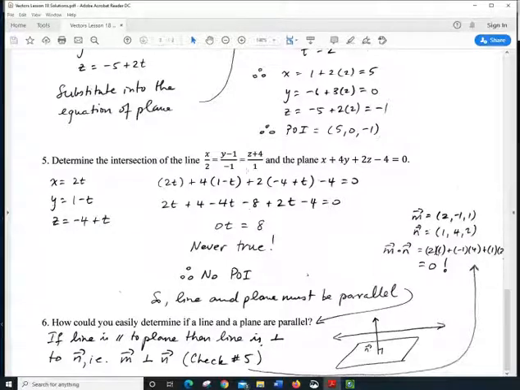So let's test it out here. Let's put x equals 0, so 0, plus 4 times 1 is 4, plus 2 times negative 4 is negative 8, so 4 minus 8 is negative 4, minus 4. Is that equal to 0? No. So if I show that they're parallel to each other and that there's one point on the line that's not on the plane, it means none of them can be on the plane. So just some alternatives here.